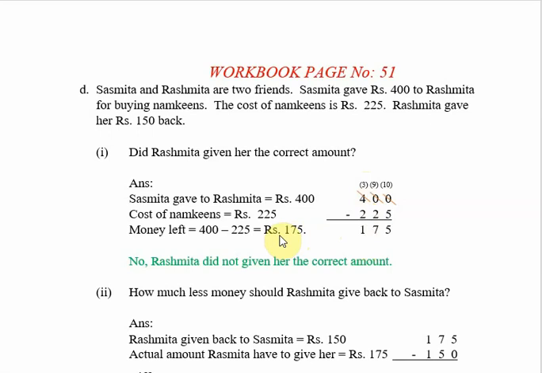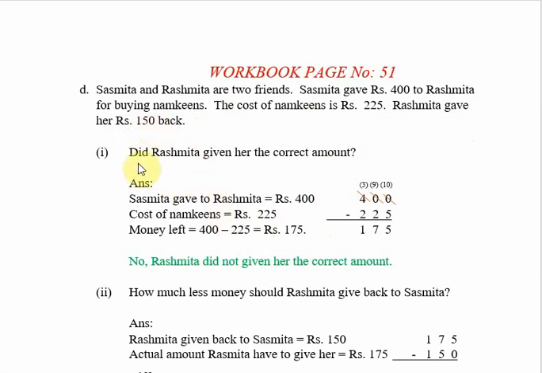That means the shopkeeper had given Rashmita rupees 175 as the balance amount after the purchase of namkins. So Rashmita is having rupees 175. And how much amount had she given to Sasmita? Rashmita gave her only rupees 150. The actual amount that she has to give is 175, but she had given only rupees 150.